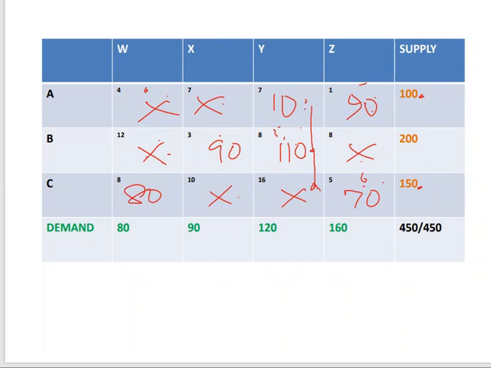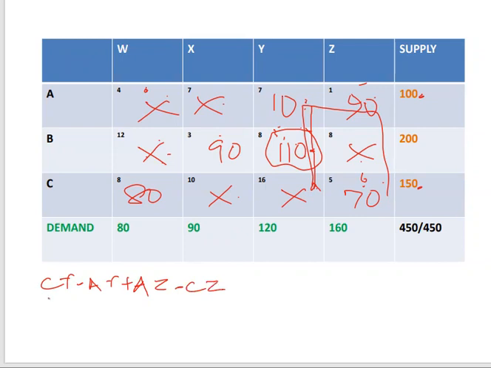You don't need to jump on this. It will make it odd numbers. Why don't you move from here down here? That is CY. So skip this part. CX. Okay. You understand? AY, AZ. So that will be CY minus AY plus AZ minus CZ. That gives us what?